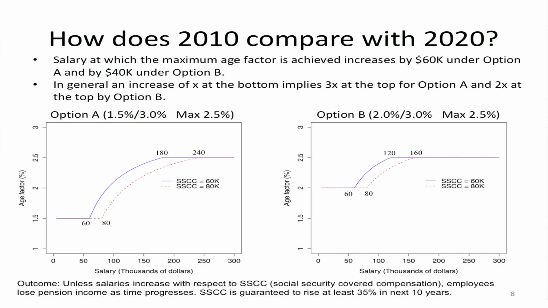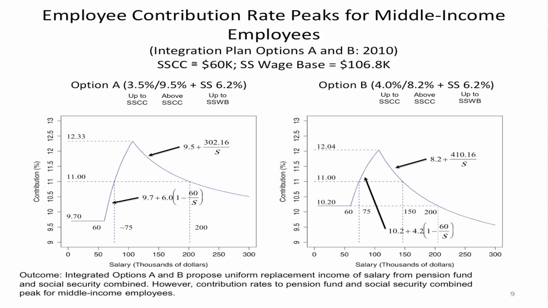So, essentially the salaries must rise commensurately with the Social Security covered compensation, otherwise your age factors will slip. And the third message I want to give about these options A and B, which are very complicated, is what is the pay in, how much you are going to contribute to the UCRP pension plans. These graphs show your contribution combined to Social Security, which is 6.2% up to the Social Security wage base, and then an additional contribution to the UCRP.